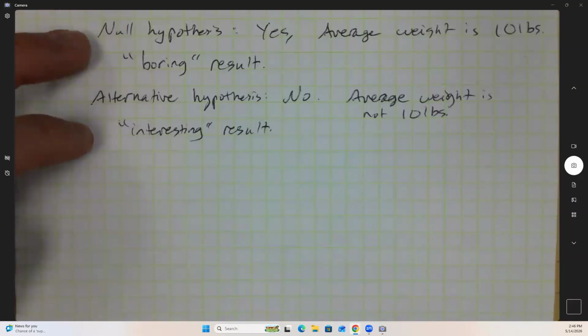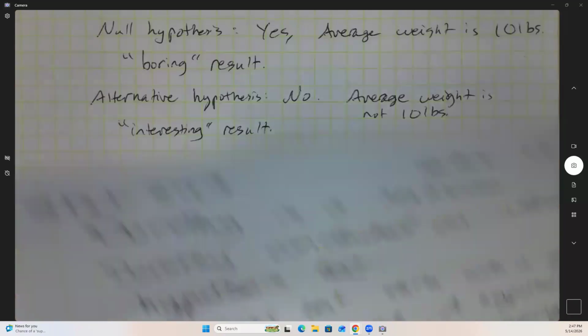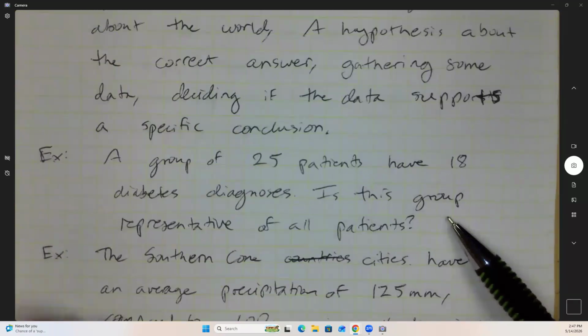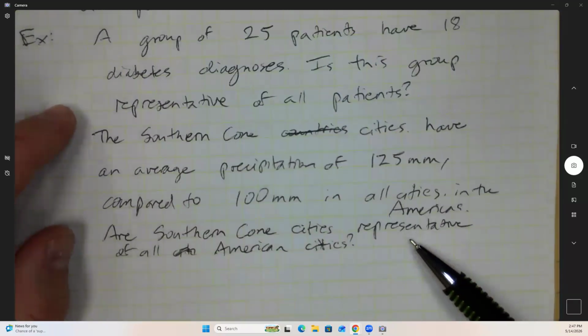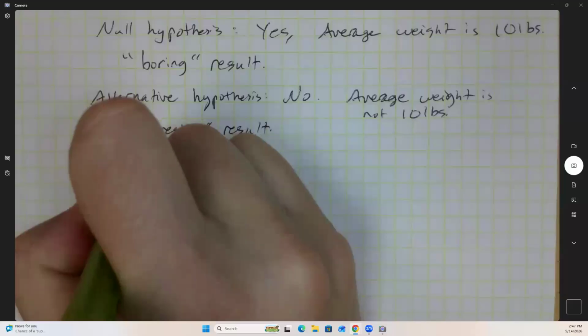What would be a good cutoff? Think back to your labs. Think back to these questions. How did you decide that the group was not representative? How did you decide that the Southern Cone cities weren't representative? You looked at what? Exactly. You looked at the probability of observing it and you said it was less than 5%. So we're going to choose a probability cutoff.